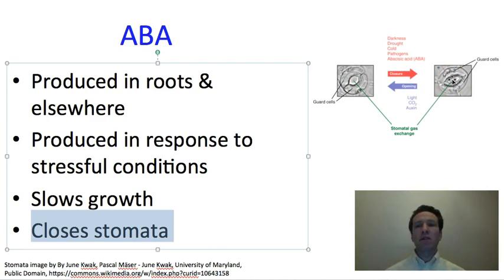And this is good under stressful conditions, because if it's stressful, then the plant may have trouble acquiring water. If it's having trouble acquiring water, it does not want to have transpiration of water out of its stomata.